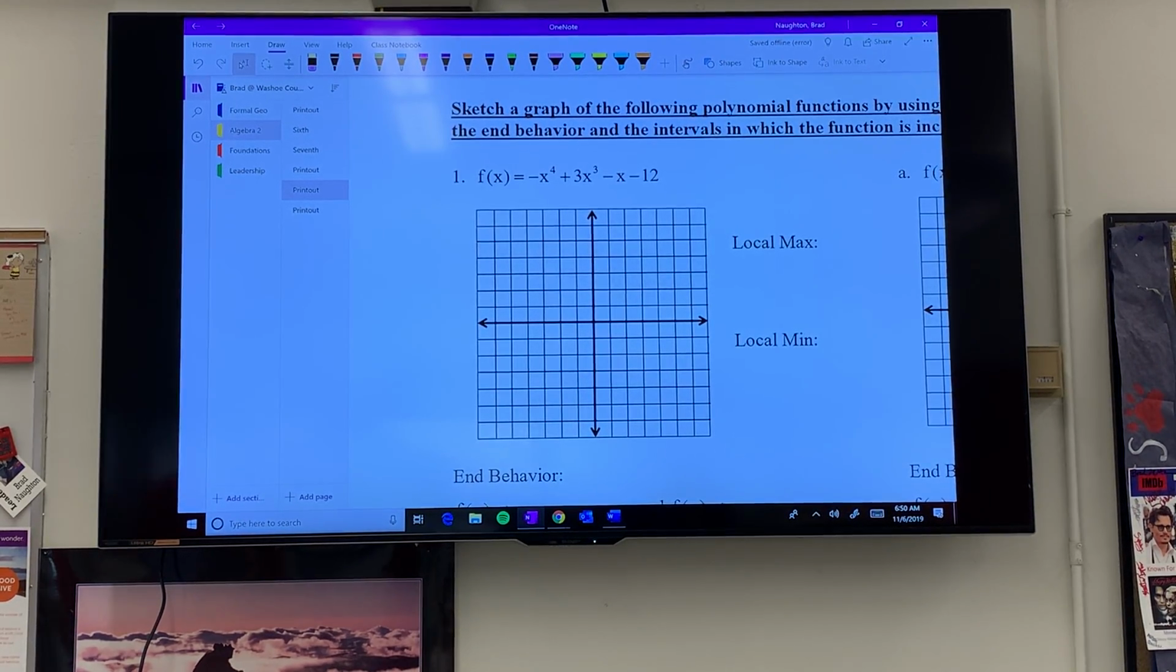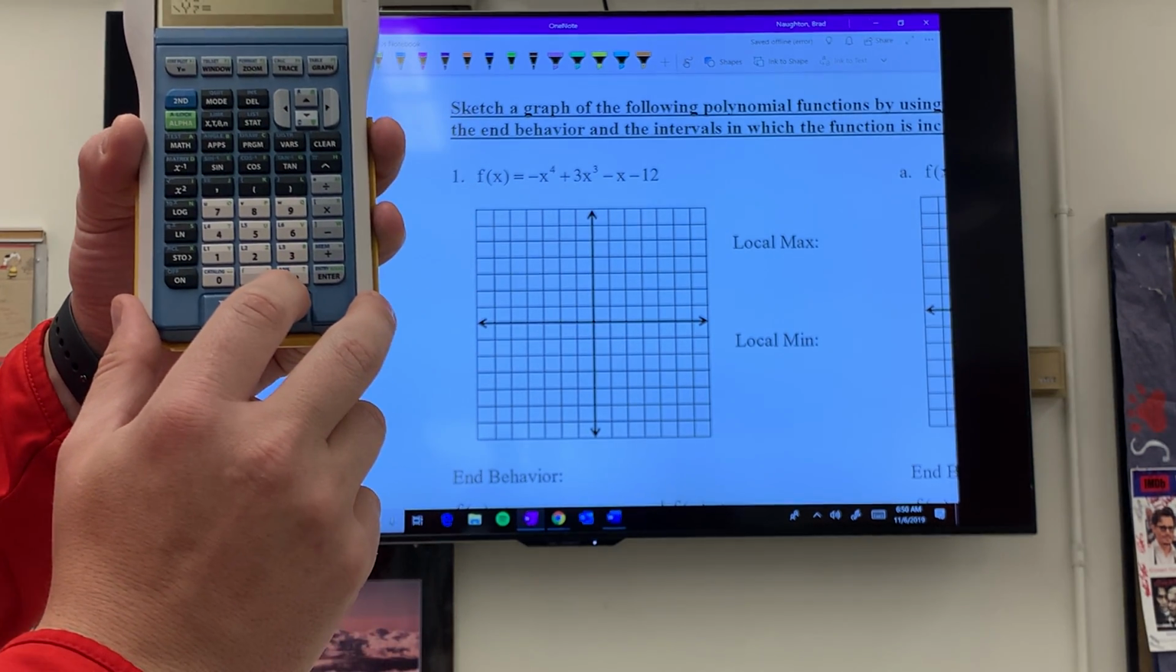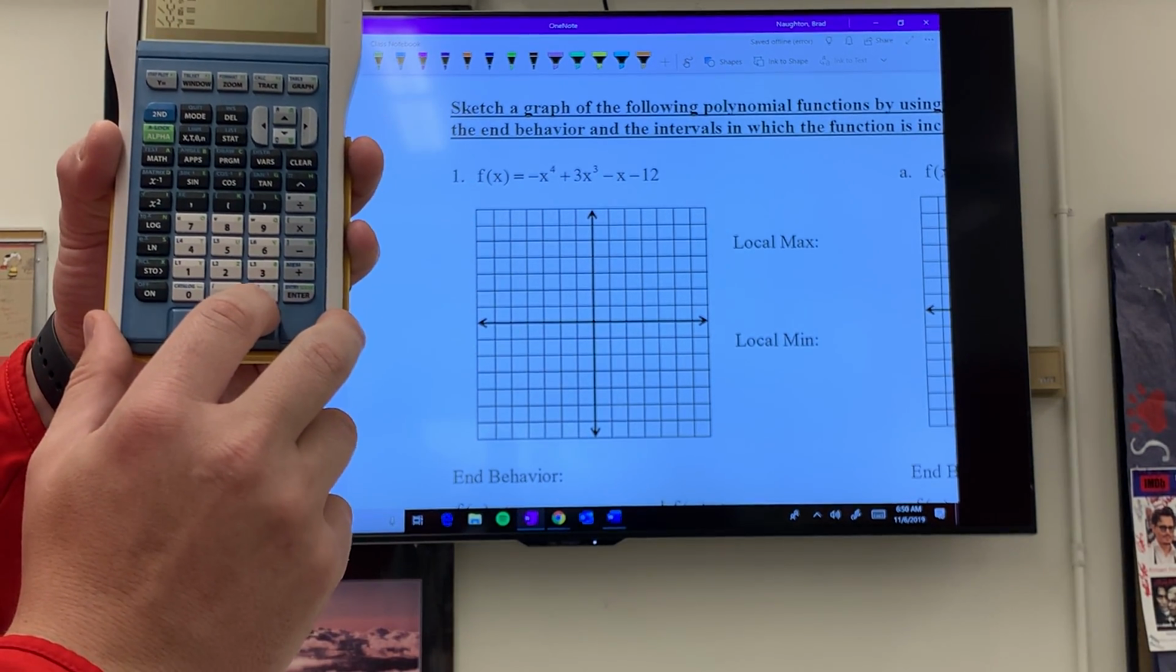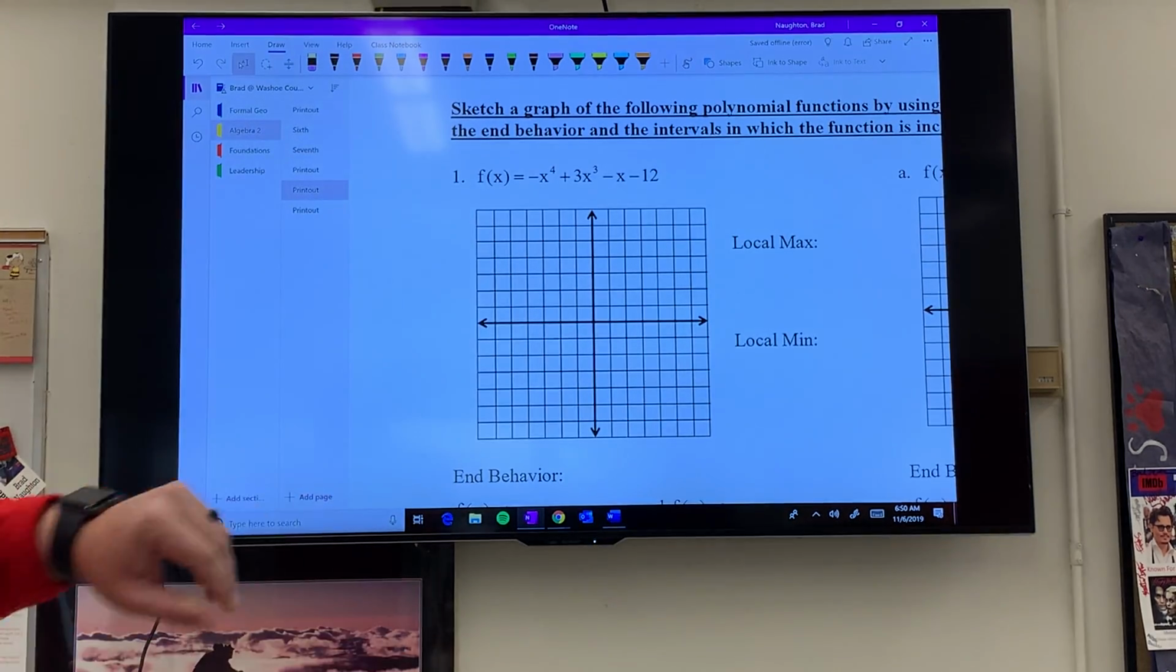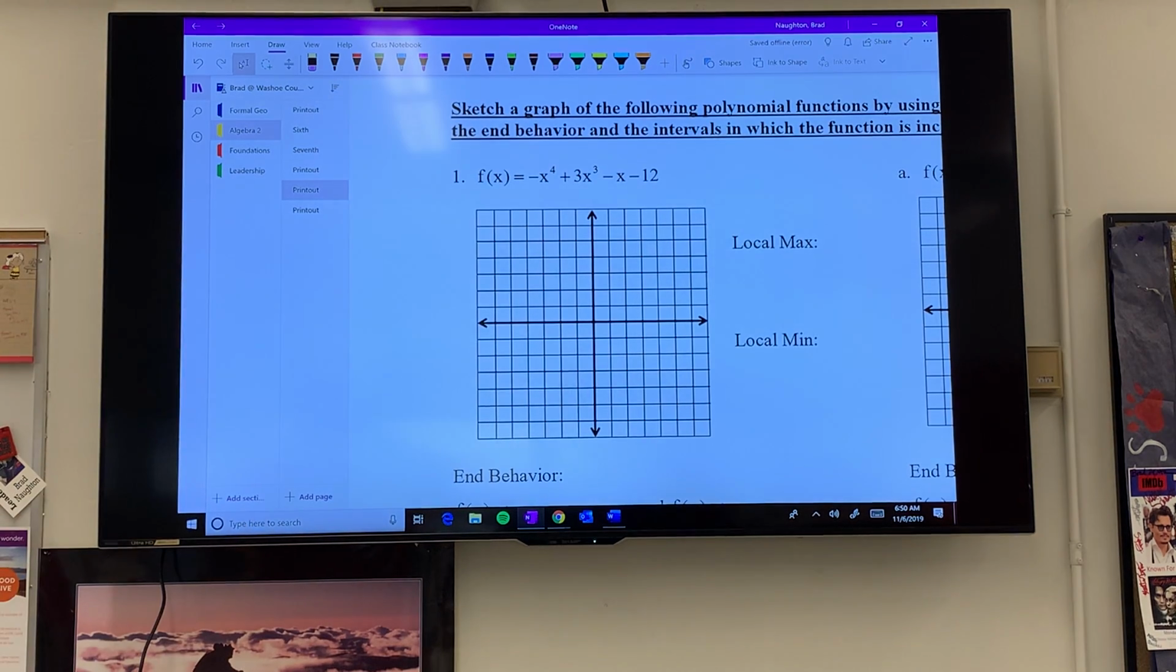So one last thing really quickly. See this button down here by the decimal? That with the parentheses means negative. That's going to be subtraction. So when this is a negative x to the fourth, we're going to use that button right there. So let's go ahead and plug it in. So negative x to the fourth plus 3x cubed minus x minus 12.